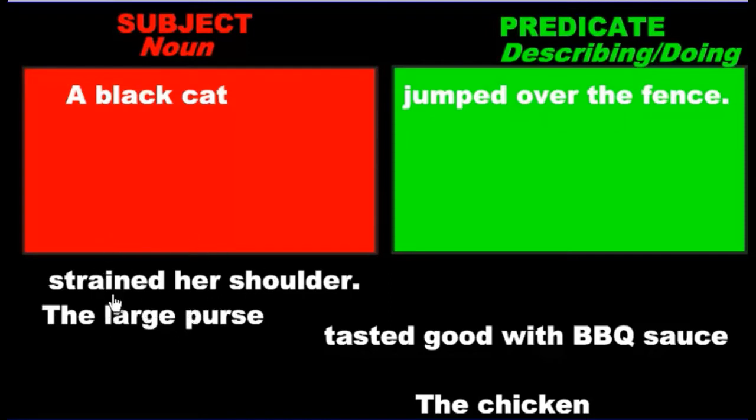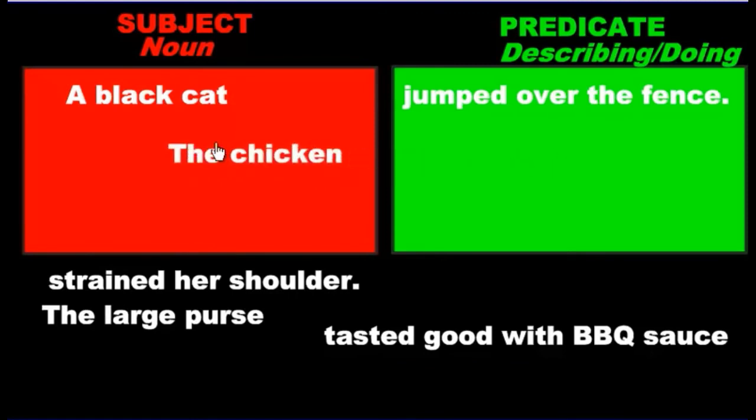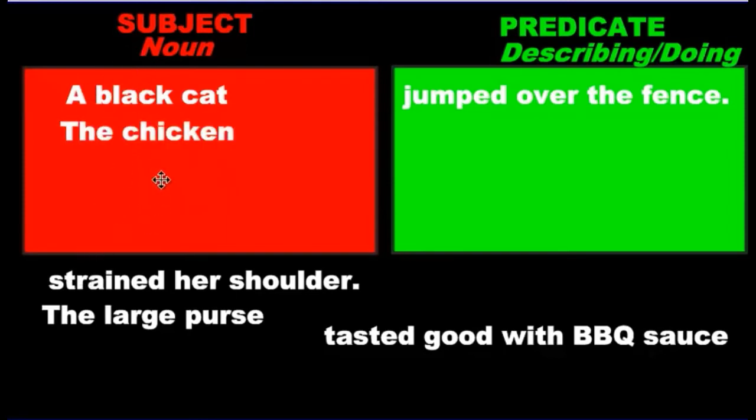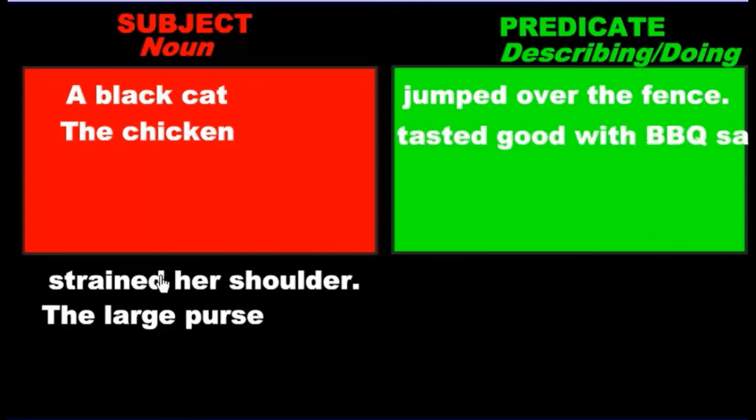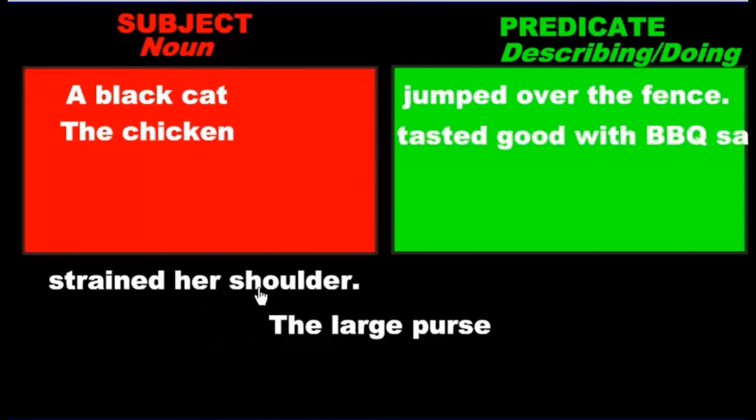Now let's move on to the next one. Can we find another subject? The chicken. Where does that go? It's a person, place, it's an animal. Goes here. What about the chicken? Tell me more about it. The chicken strained her shoulder, or tasted good with barbecue sauce. Delicious. That's the predicate. And the last one, we got two more.